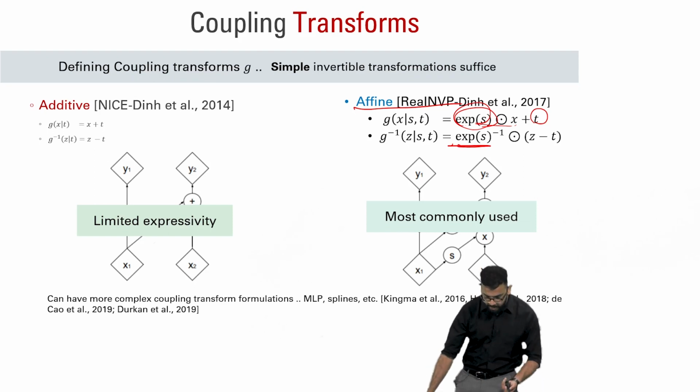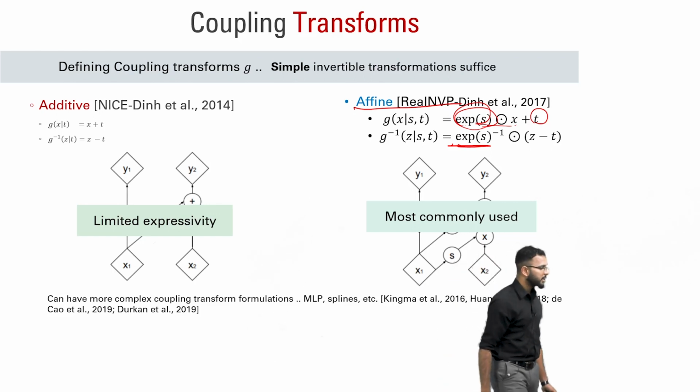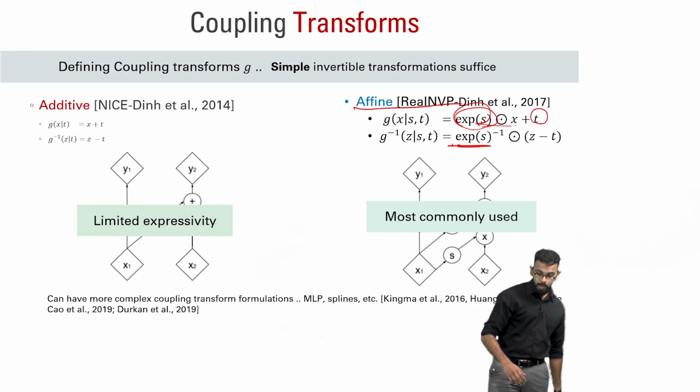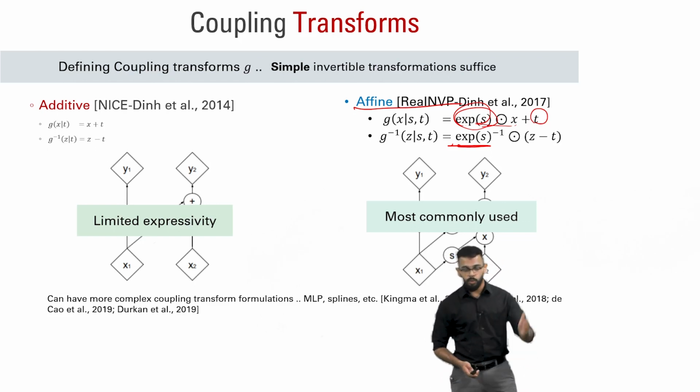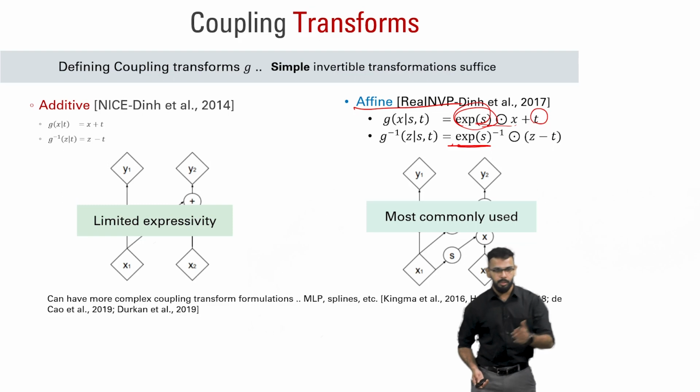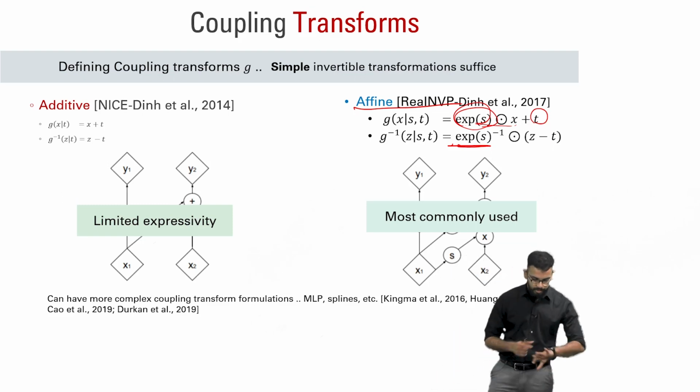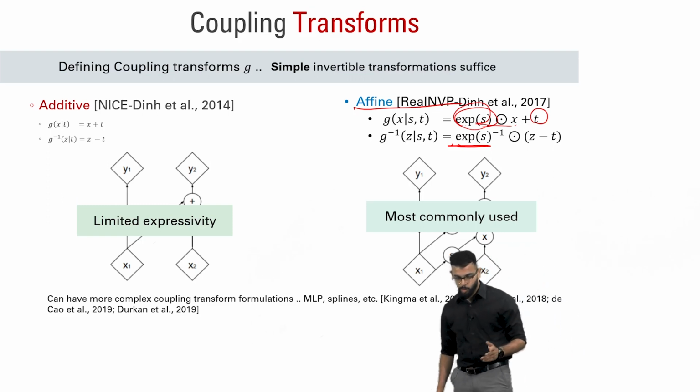There are more complex things people have looked at, like some formulations of MLPs and splines, etc. But I hope you get the gist of how you define one such invertible transformation that has an easily computable Jacobian determinant, right?